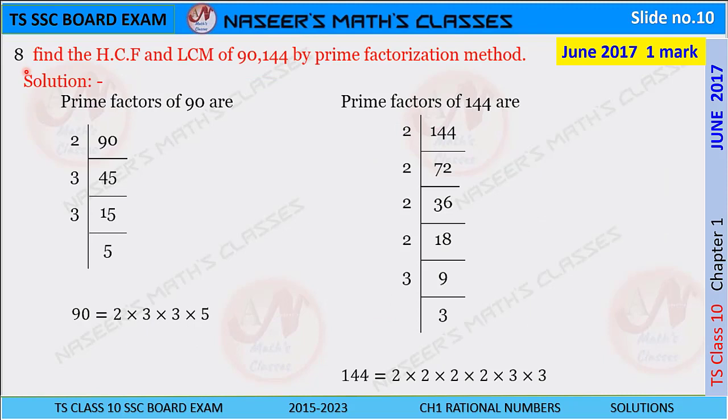Now we are going to solve the eighth problem. Find the HCF and LCM of 90 and 144 by prime factorization method. So by prime factorization method, we write the prime factors of 90 as 90 is equal to 2 into 3 into 3 into 5 and prime factors of 144 are written as 2 into 2 into 2 into 2 into 3 into 3.